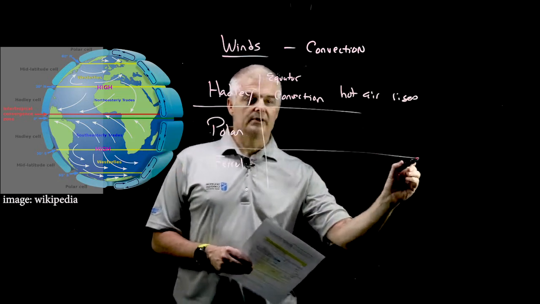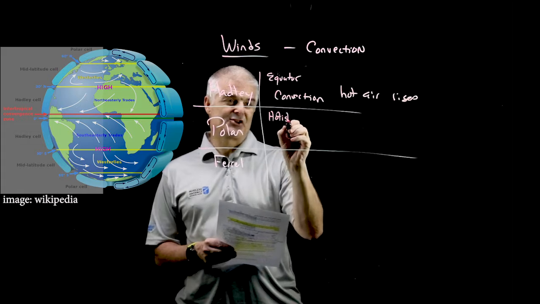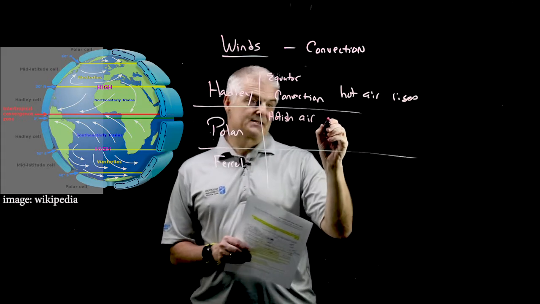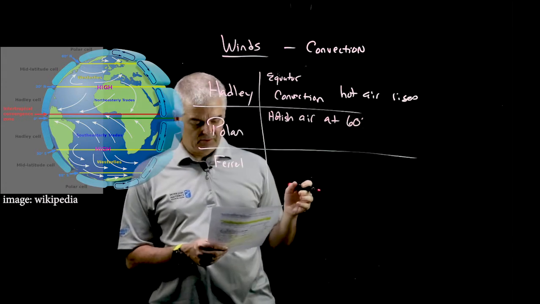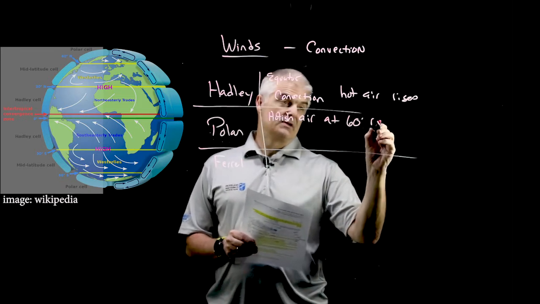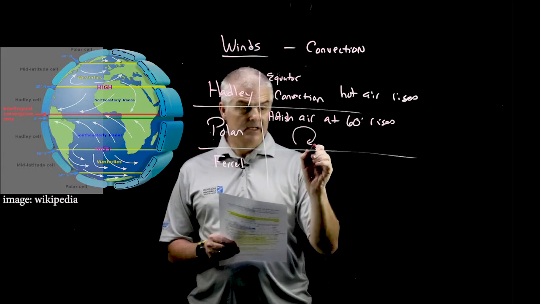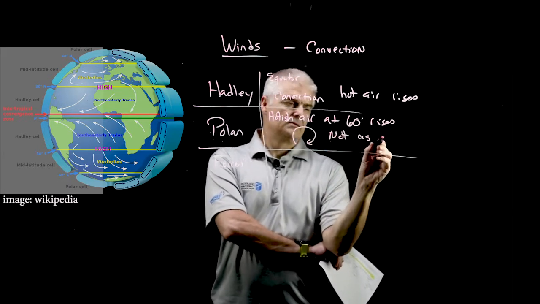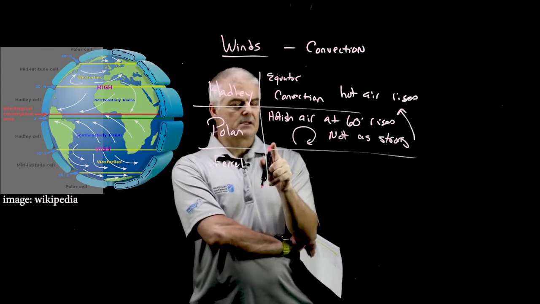The polar one's weird. What you have is hot-ish air. Nothing's super hot at the poles, right? And this is at 60 degrees. Again, this depends on the time of year, but roughly 60 degrees. Hot-ish air rises at 60 degrees, and they also make a mini convection cell that's not as strong as the Hadley cell because, of course, the temperature difference isn't as great.